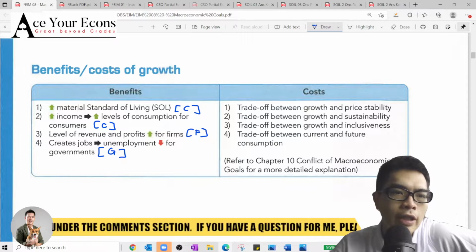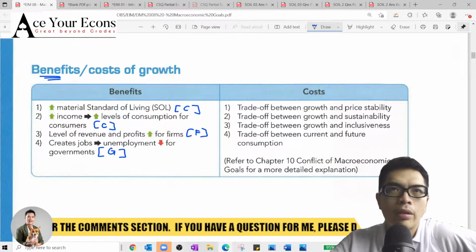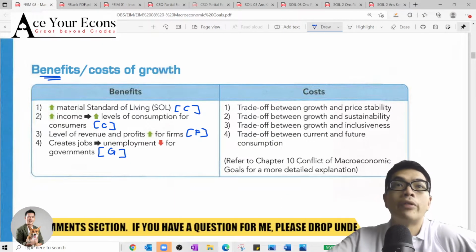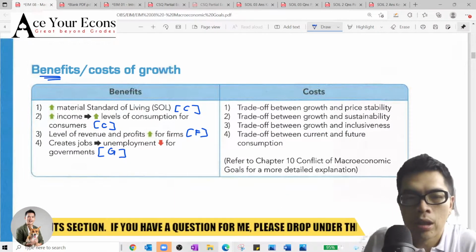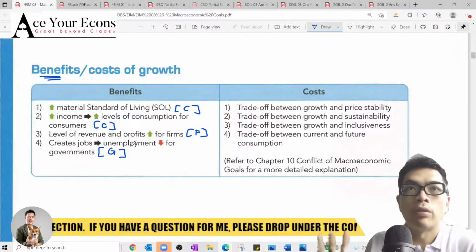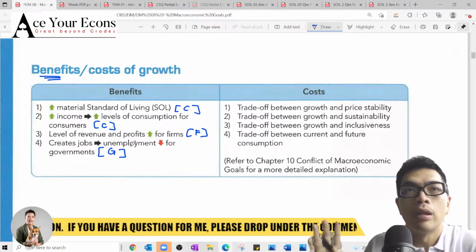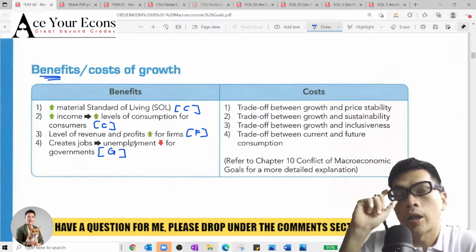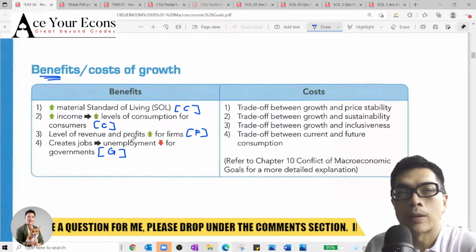If the question is phrased like a benefit, then we can relate this to higher material standard of living, higher real national income and purchasing power. All these points are fairly straightforward, so I'm not going to cover them. If you have a question for me, you can drop it in the comment section, or you can ping me privately. I'll spend more time to talk about that.